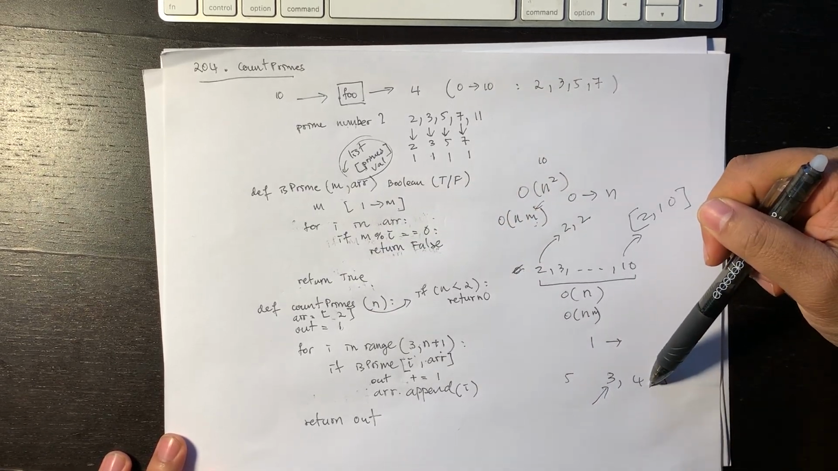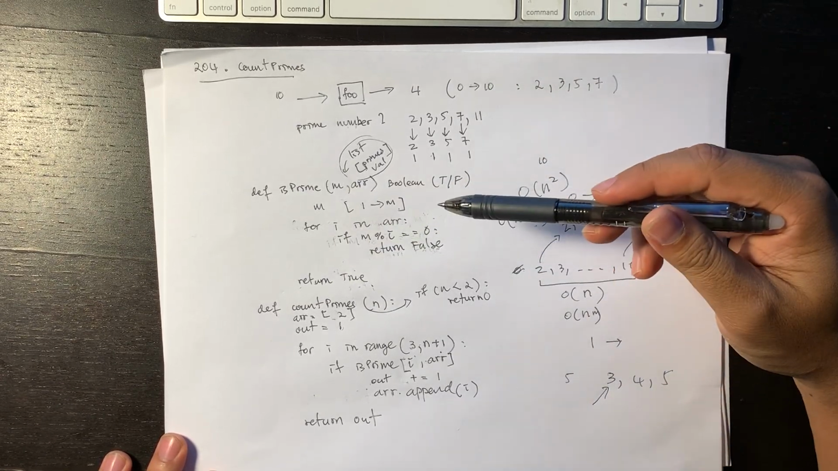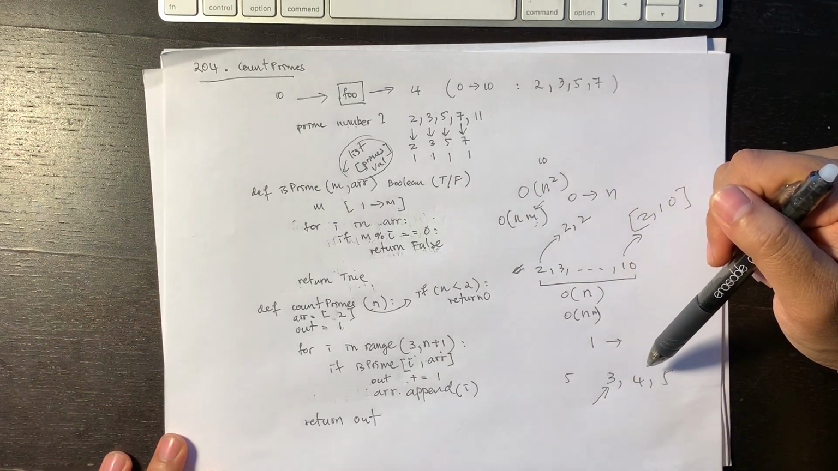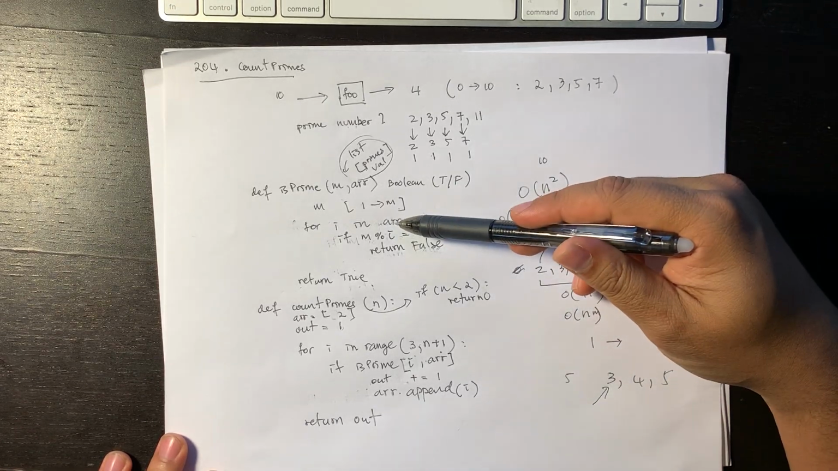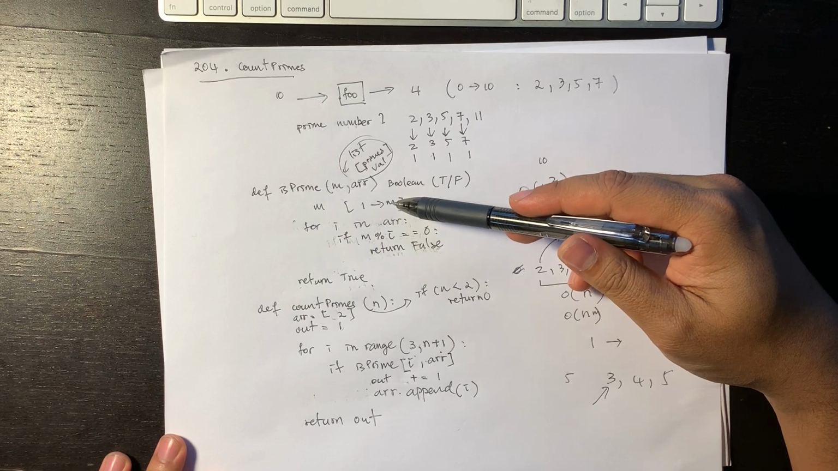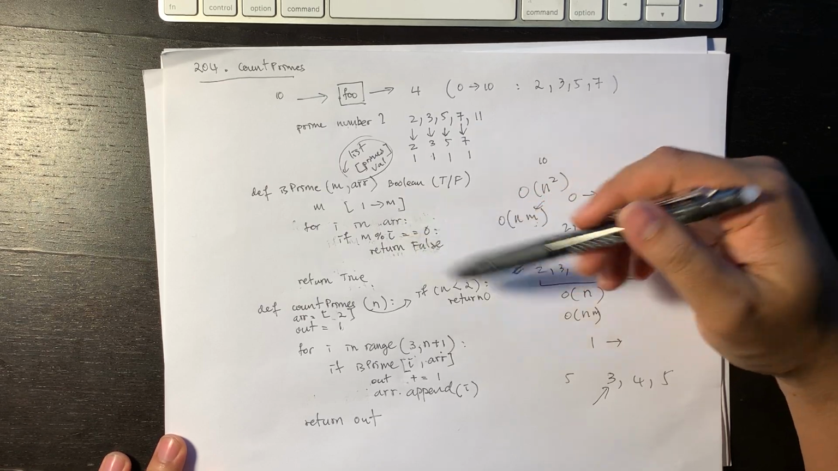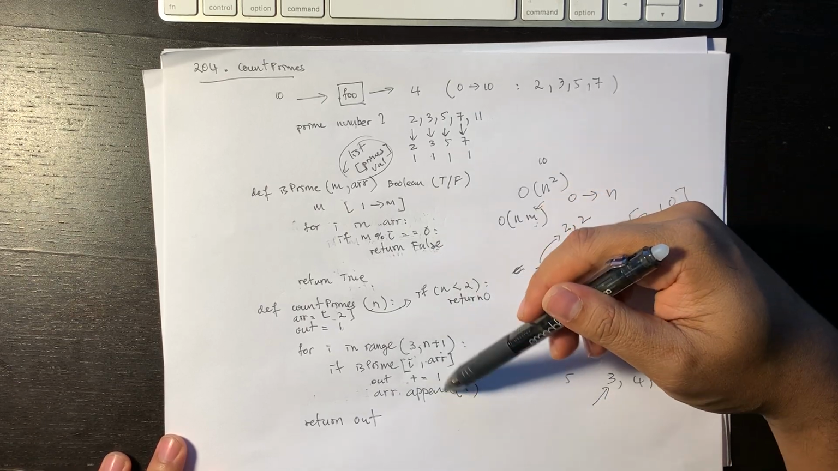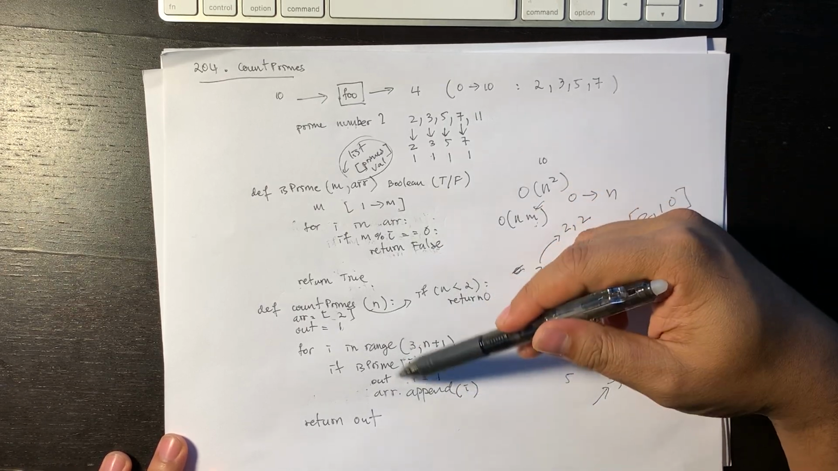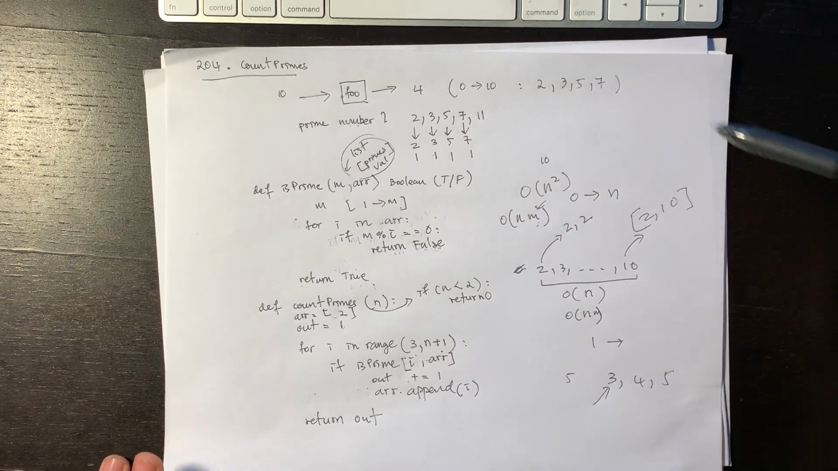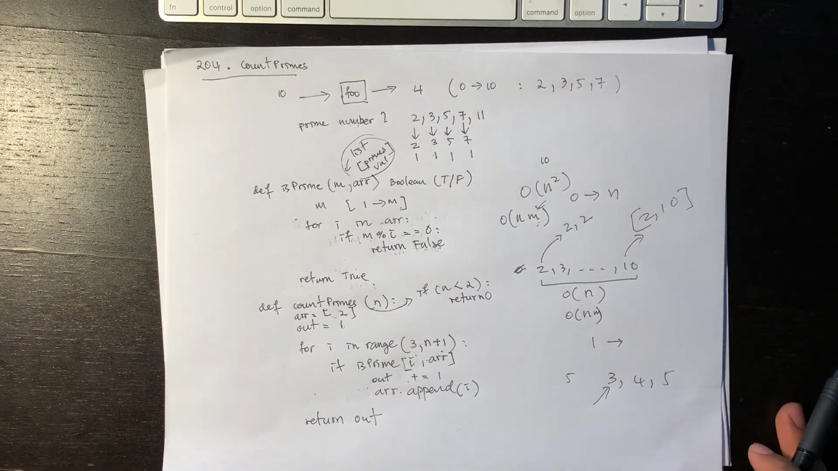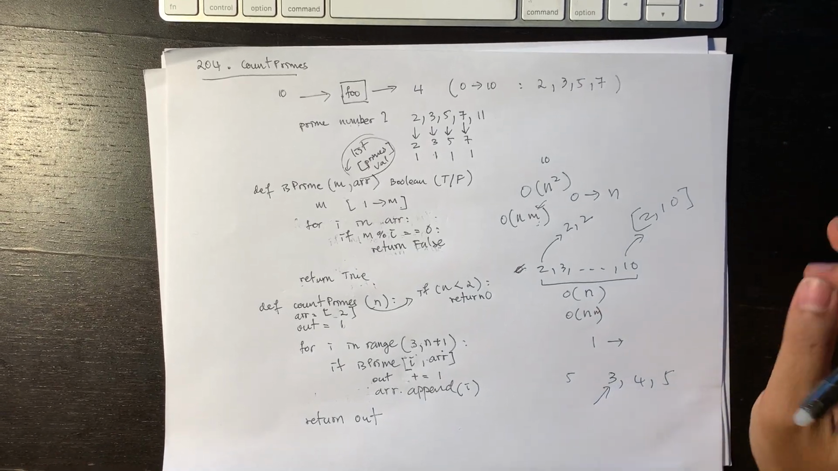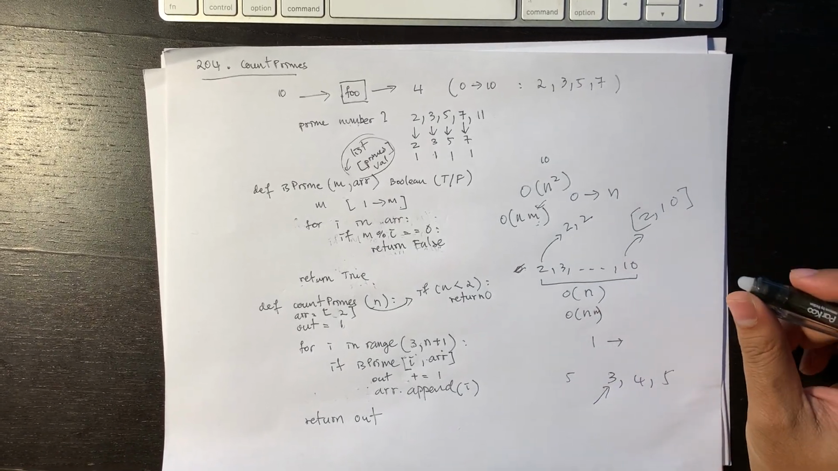In the case of 4, we iterate through 2. Since it's divisible by 2, it's going to return false, so it's not going to be appended, and it's not going to update the output value either. So I think this algorithm should work, but let me code it and see if I pass all of the test cases.